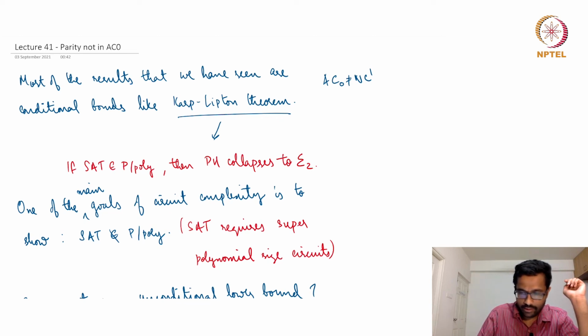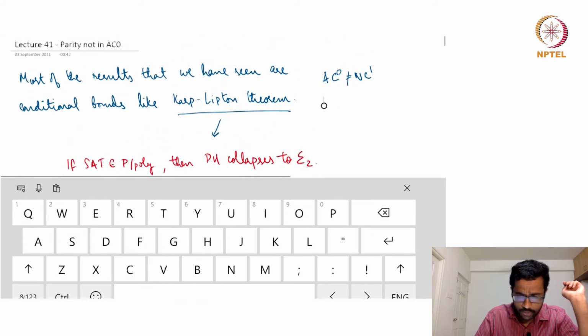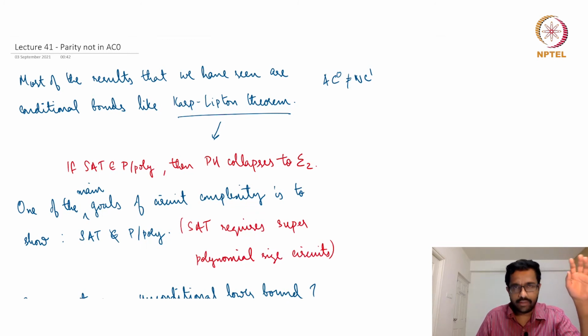rare situations where we have an unconditional separation. Right? So AC0 is not equal to NC1. We know for sure that these two are not equal because we have a language that is in one of them but not in the other. Right? And most of the results that we saw, and most of the results that are there, even the ones that we did not see, in the case of complexity theory, and particularly also in the case of circuit complexity theory, are somewhat conditional, right?